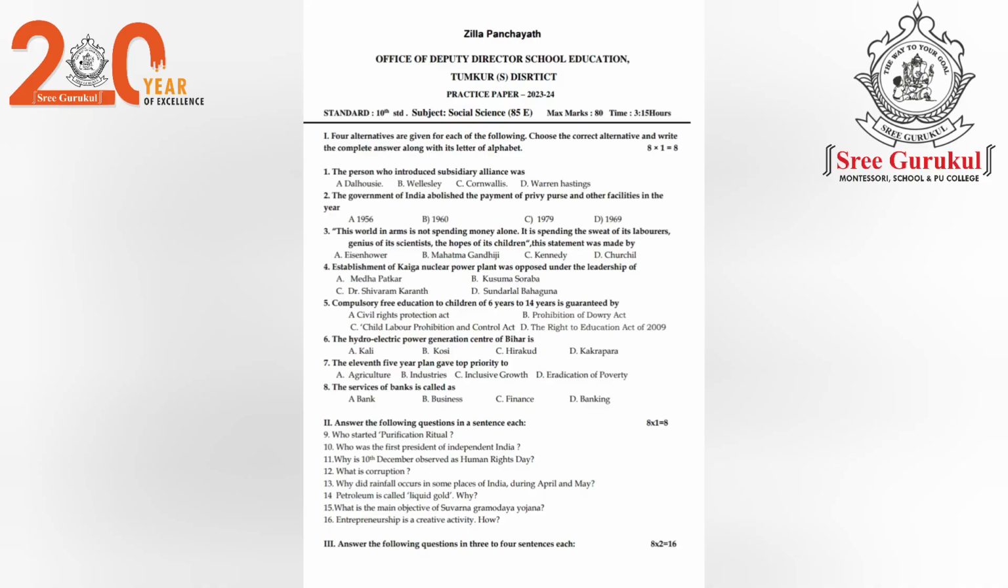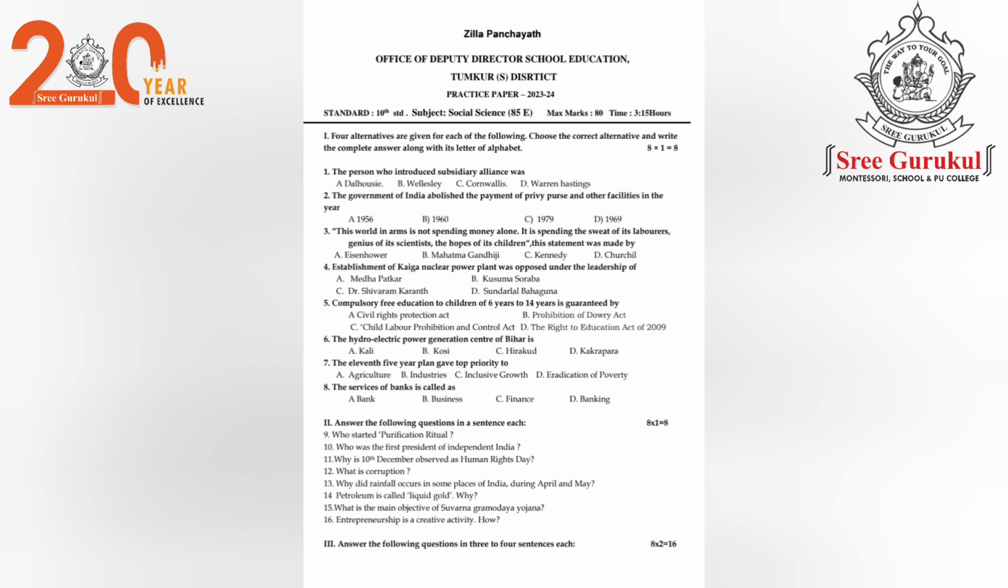Now let us analyze the two sets of question papers, that is Preparatory 1 and Preparatory 2. First, let us begin with the first part, that is MCQs. We have 8 questions, each carrying 1 mark. Here they are going to mention the options. 4 options will be given, so we have to select one answer.